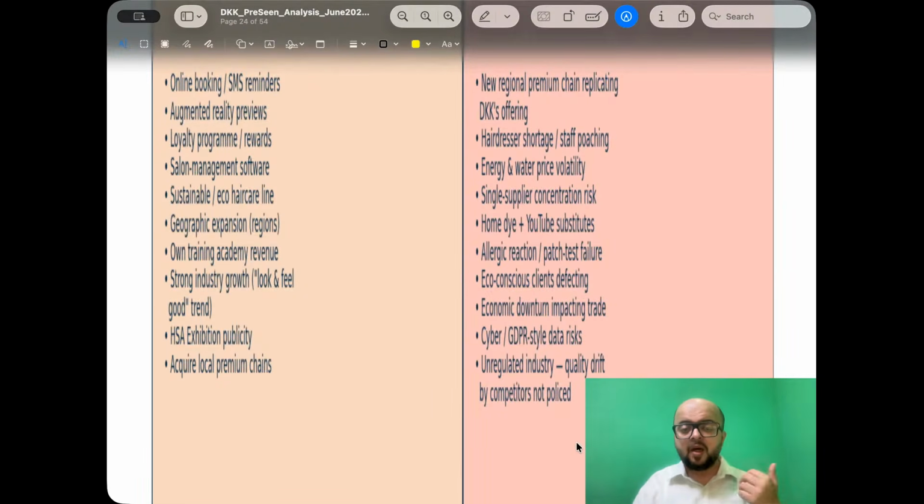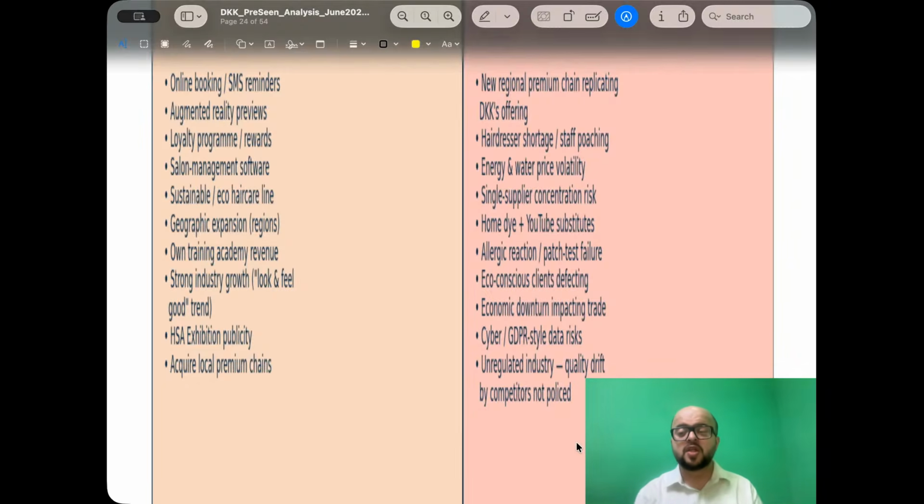Then poaching means they will pay more money and take them. Then energy and water price volatility, that is important. Depending on input cost, it can have an impact on the margins. Then single supplier concentration risk with those two international suppliers. Then the home DIY tutorials and the YouTube substitutes can also create a problem for you, because your customers might end up feeling that they can do it themselves, so your revenue will drop.